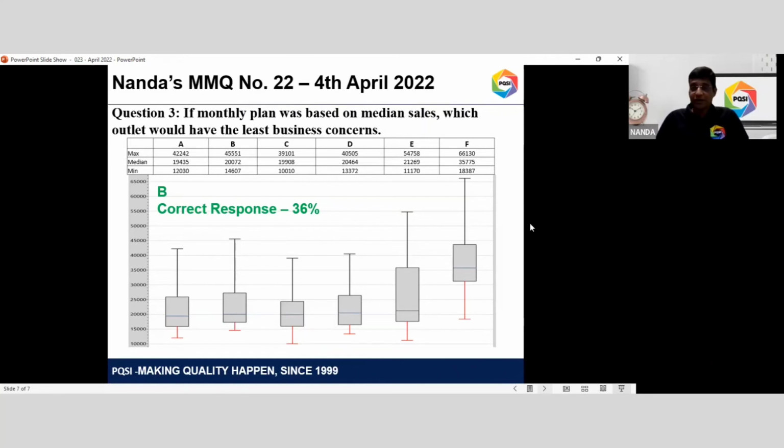Unfortunately, this time there were no winners for MMQ 22. We had a few who got two questions correctly, either one and two, or two and three, or three and one. Those combinations were there, but not one could get all three correctly. But never mind. The whole purpose of MMQ is to make it a forum for you to sharpen your skills and get more into the interpretation of these statistical and graphical tools. So that's the purpose of MMQ.